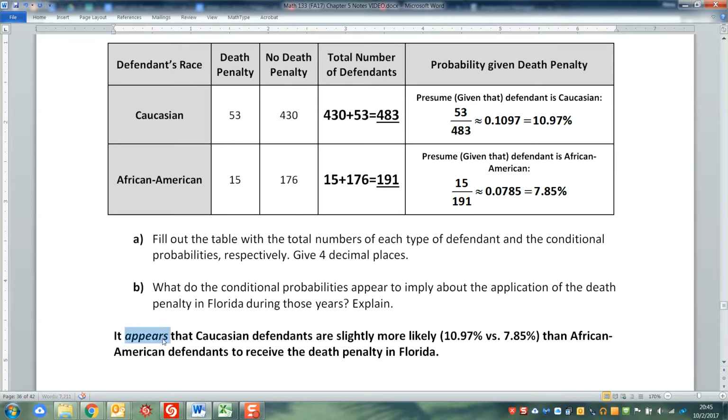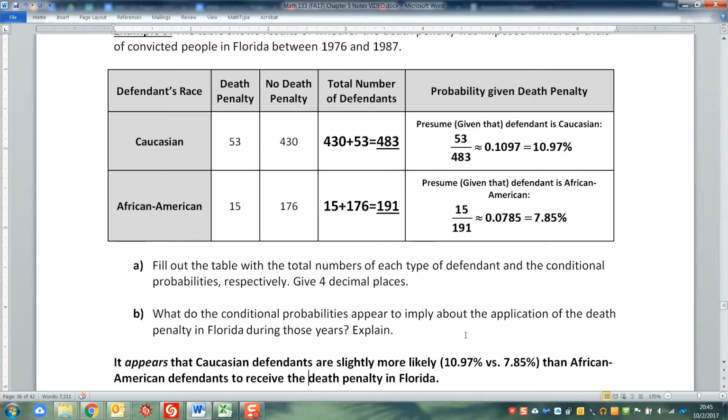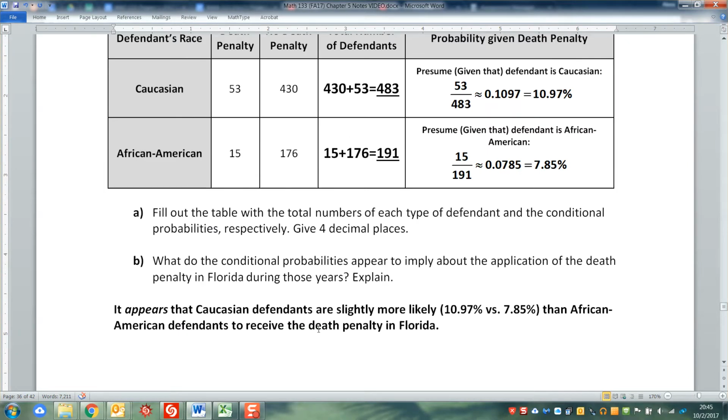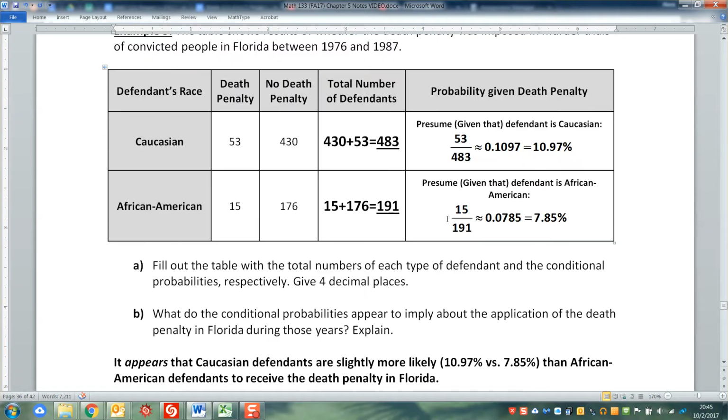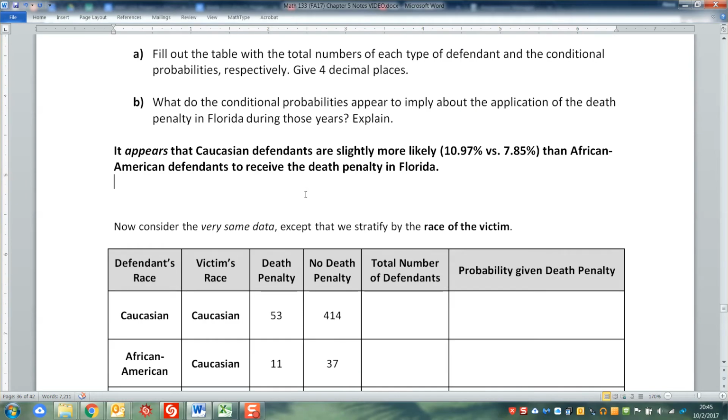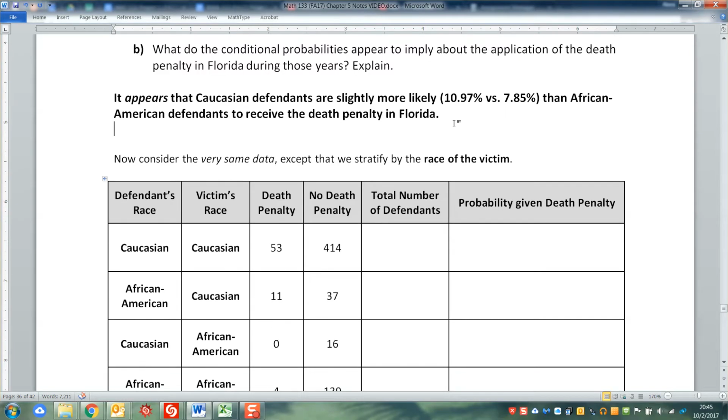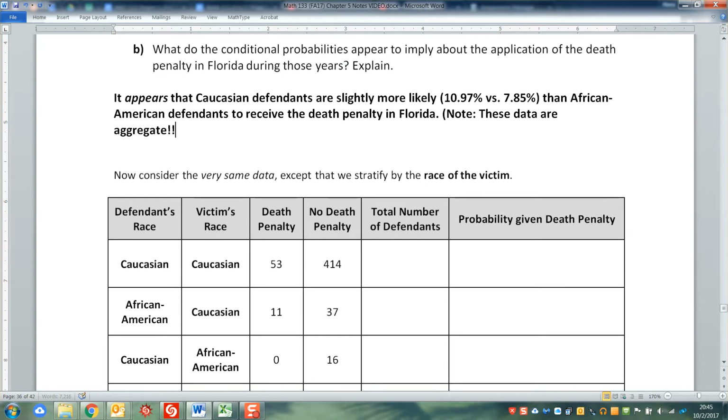Now, appears is kind of the key word here, because you think this is really cut and dry, but it's not. And part of the problem is that we have aggregated this data. This is mushed together different types of crimes. So we are going to disaggregate that data. We're going to separate it out, right? And that's what we're going to do down here. So note these data are aggregated, and that's going to be key to this. They're smushed together. So now we're going to separate it out.